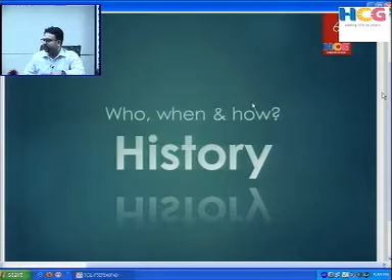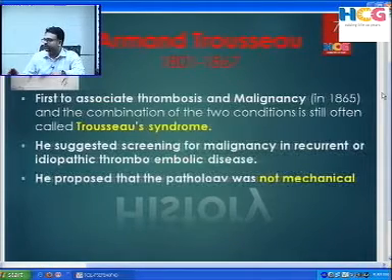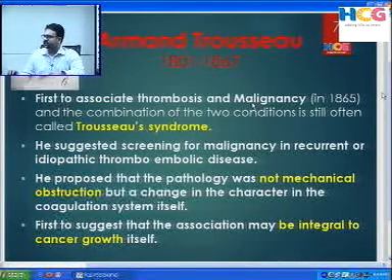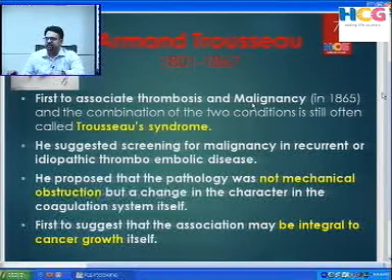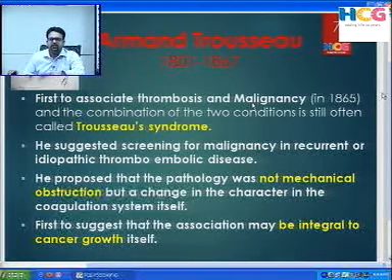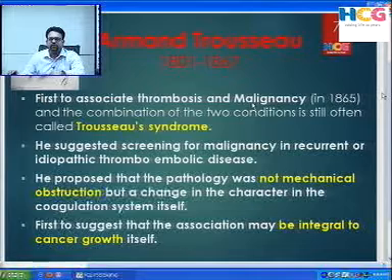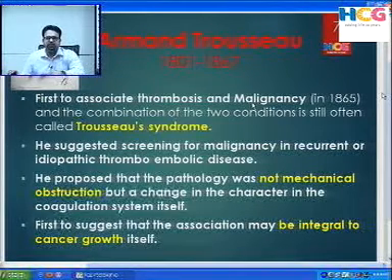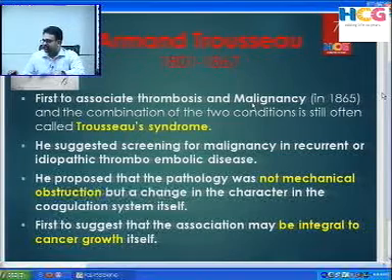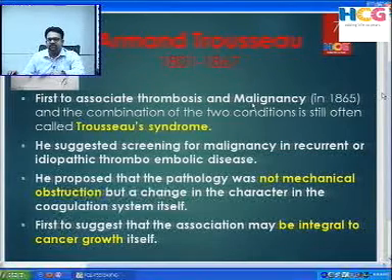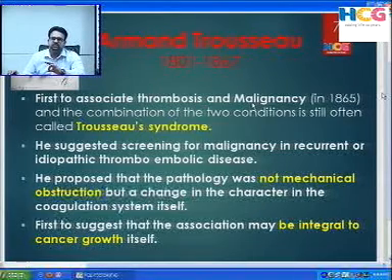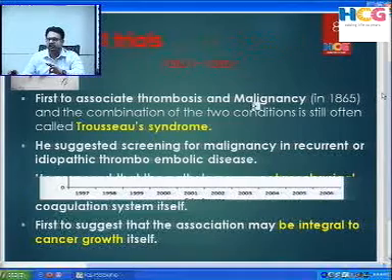So a little bit about the history of venous thromboembolism. This picture is Professor Armand Trousseau. He was the first to associate thrombosis and malignancy, and the combination of the two conditions is still often called Trousseau syndrome. He suggested screening for malignancy in recurrent or idiopathic thromboembolic disease. He proposed that the pathology was not mechanical obstruction but a change in the character of the coagulation system itself. He was the first to suggest that the association may be integral to the cancer growth itself.